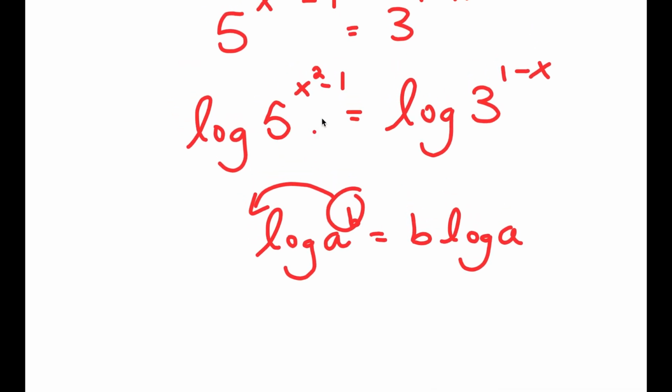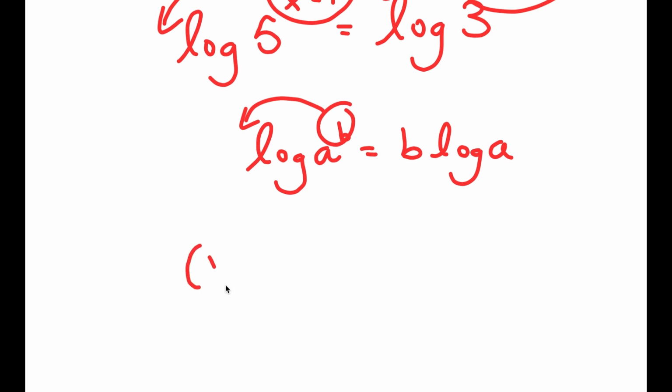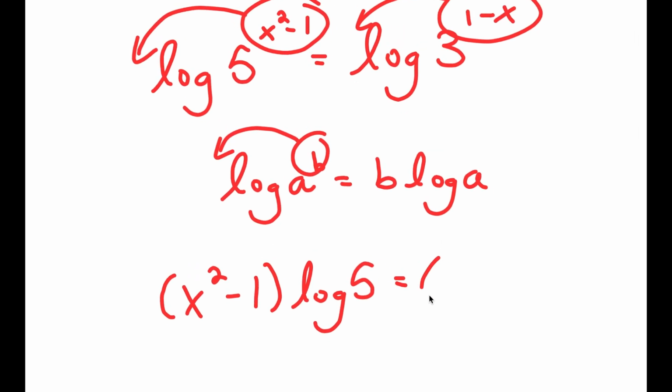In this case, I have log 5 to the power of x squared minus 1. I can move x squared minus 1 to the front. And I also have log 3 to the power of 1 minus x, so I can move 1 minus x to the front. So now I get x squared minus 1 times log 5 is equal to 1 minus x times log 3.